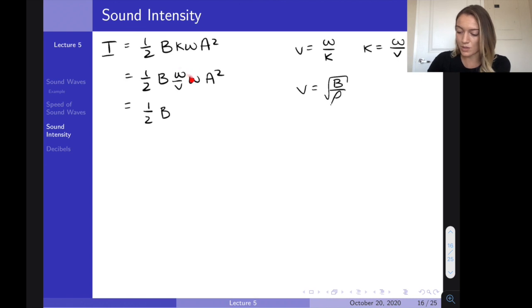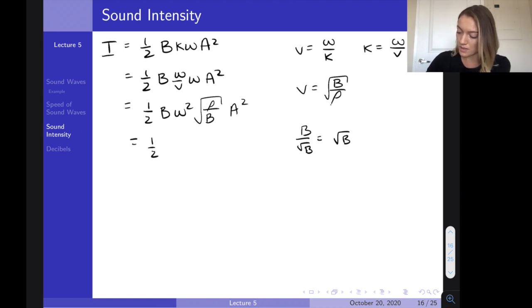I have an omega squared from here. So I have omega squared. Then I have 1 over the velocity. So that will be the square root of rho over B times the amplitude squared. Now I have B over the square root of B. So B over square root B is just square root B. And then let's rewrite that. So we've got 1/2 times the square root of rho B, both in the square root now, times omega squared A squared.